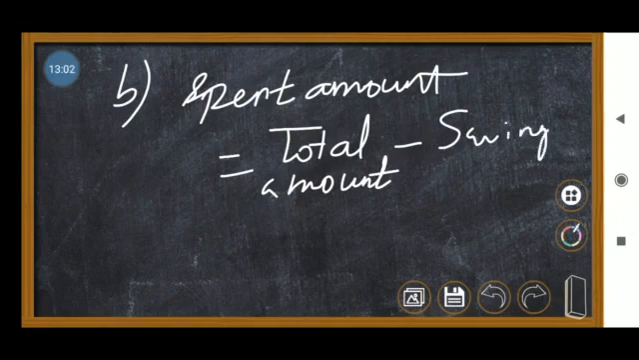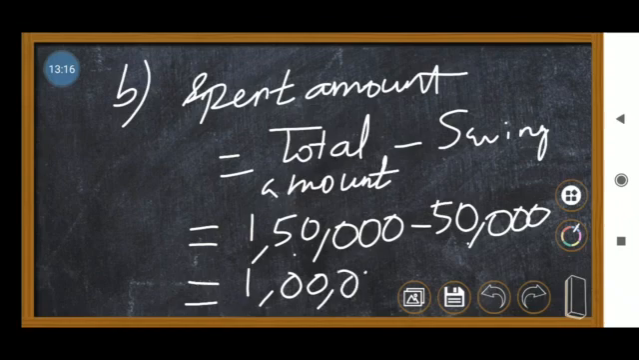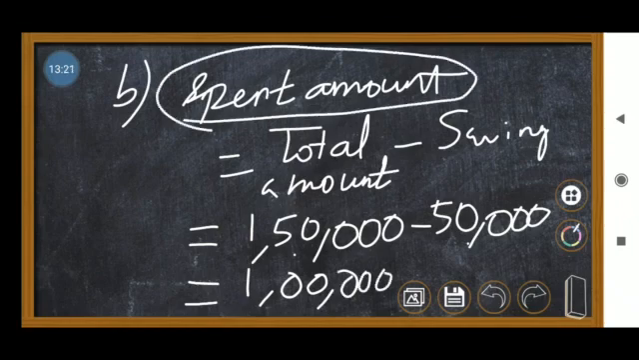So the saving amount is this one. Total amount 1,50,000 minus 50,000, so the money she spent we can find. 1,50,000 minus 50,000 means 1 lakh. Sorry, 1 lakh is the spend amount, not the saving amount. Okay, this much amount she spent, 1 lakh.